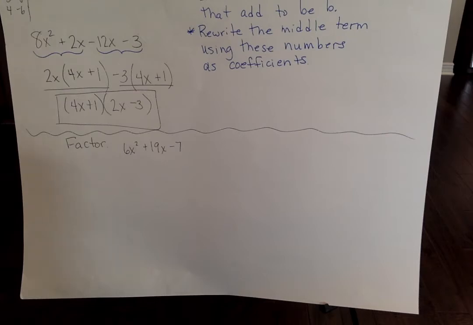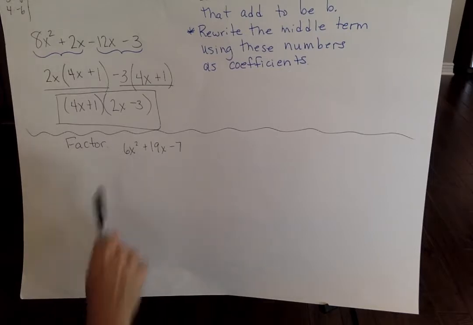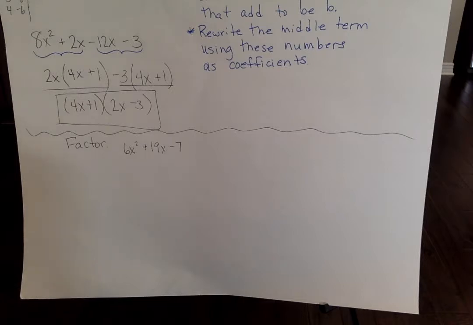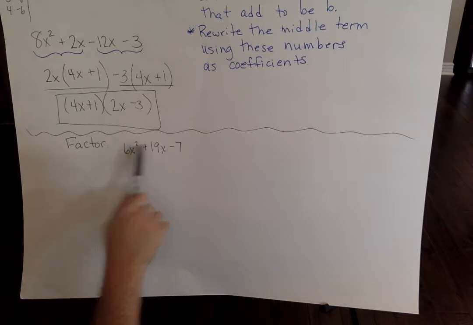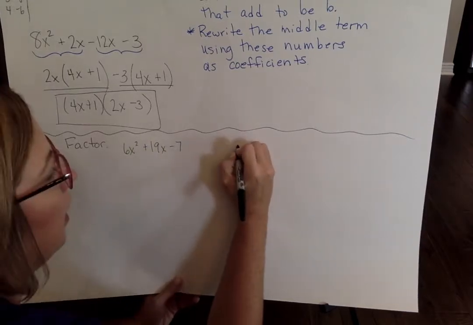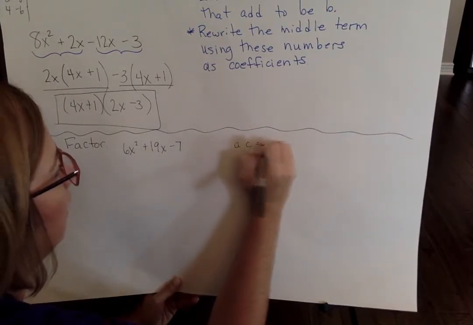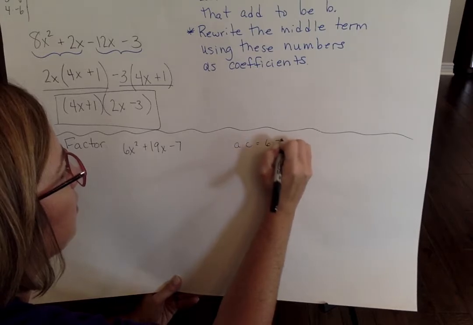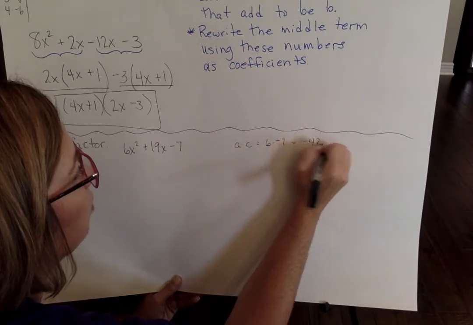All right, next example, 6x squared plus 19x minus 7. We have a trinomial. A is not equal to 1. So we're going to use the grouping method for doing this. So we multiply A times C. In this case, I might just write over here, A times C: 6 times negative 7, which is negative 42.